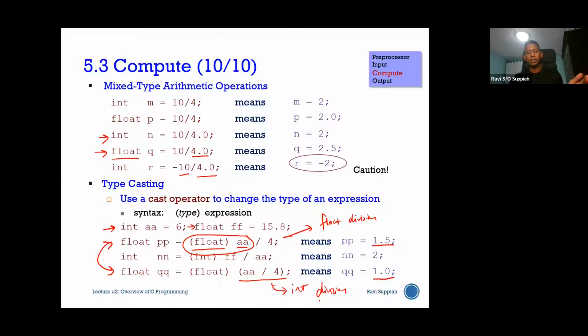Okay, so you have to remember that if I want to perform the division as a floating point division, then one of the variables must be a float or must be cast to a float. Then the whole division operation is interpreted as a floating point division. Okay, so that is the difference between the first one and the last one over here.